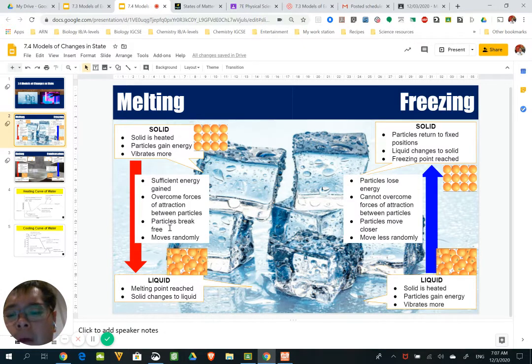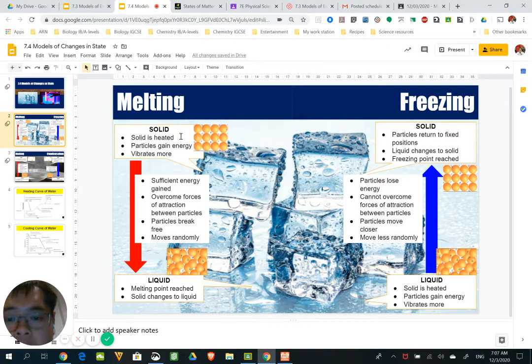Now, there will be a point where you will say, okay, so if my solid changes to liquid, then wouldn't it be melting? You're absolutely right. And you'll be asking, wouldn't there be a certain point that it has reached? Yes, you are correct. It's the melting point that has been reached. And remember, we have spoken about this in one of our earlier topics about melting point. It is the point where solid changes to liquid.